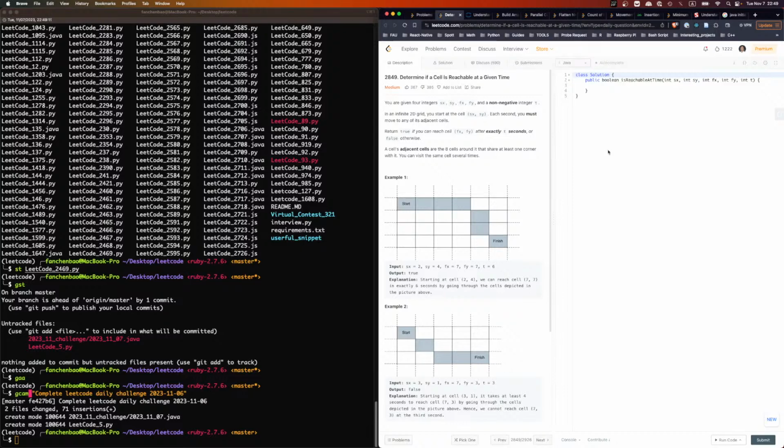A cell's adjacents are the 8 cells around it that share at least one corner with it. You can visit the same cell several times. So basically we just want to see if we can reach it.